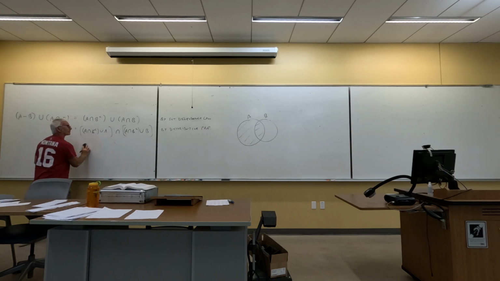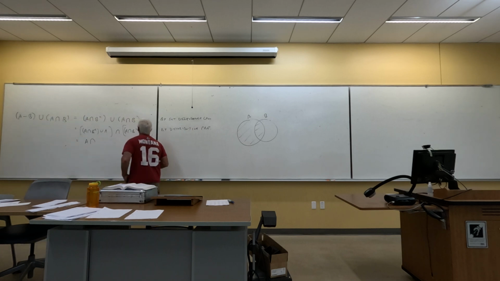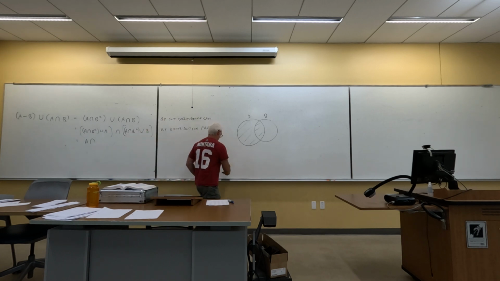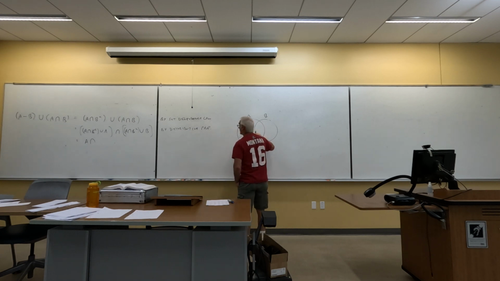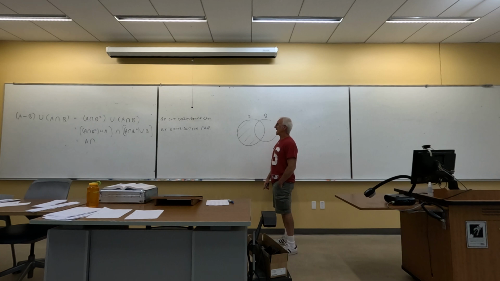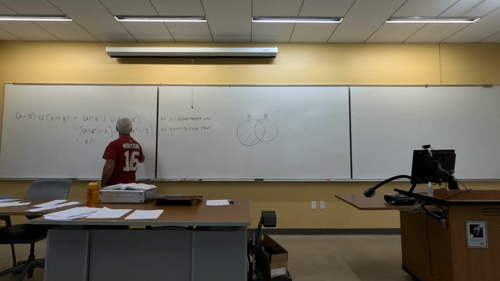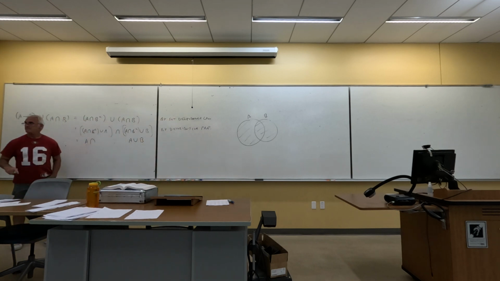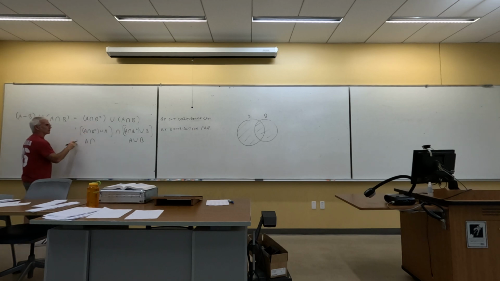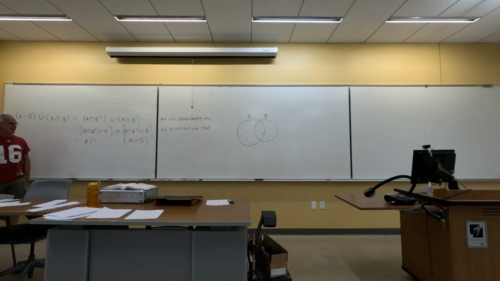So this equals A. The intersection of A and the complement of B, back to here, the intersection of A and the complement of B, and I'm unioning it with B. What's that going to give me? A union B. I should be putting it on the right side, I'm putting it on the left side. Yeah, I got it in the right place. So I now have A intersect the union of A and B.